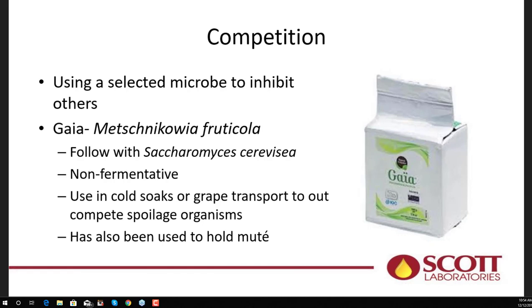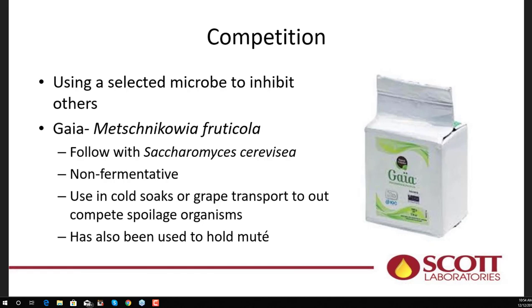One that we have is called Gaia. It's Metschnikowia fruticola. You still would need to follow this with some sort of Saccharomyces in order for the fermentation to progress, but you can use it in cold soaks, or, for example in Texas, implanting it out in the vineyard, sprinkling it on and then shipping the grapes, and it's a biological alternative to SO2.